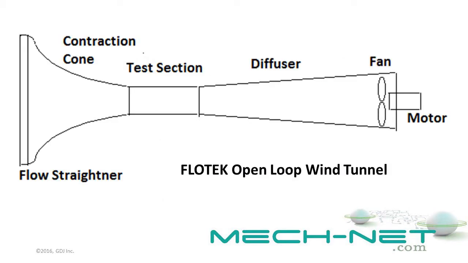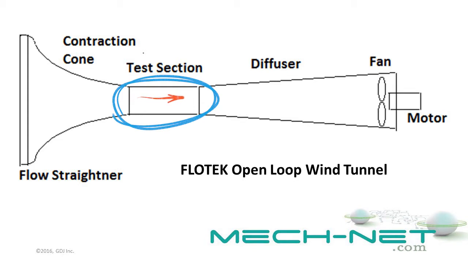Wind tunnel components. The main parts of the wind tunnel are the flow straightener, a honeycomb material which straightens the flow of air before it enters the contraction cone. The contraction cone allows the speed of the air taken from the room to be increased before it enters the test section.